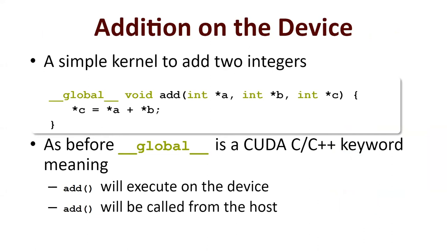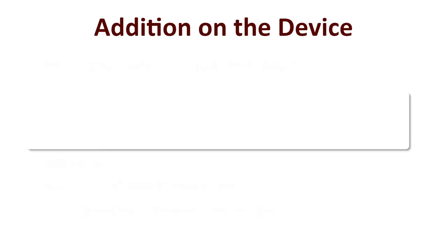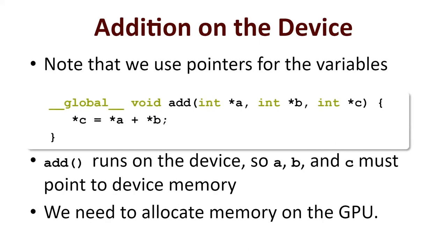So, a very simple kernel here: we want to just add two integers. Let's just add A and B into C, and that's it. A and B are pointers to two integers, and C is a pointer to the memory address holding the sum of A and B. We define this as global because we want this function to run on GPUs, and we want to call this from the CPU.